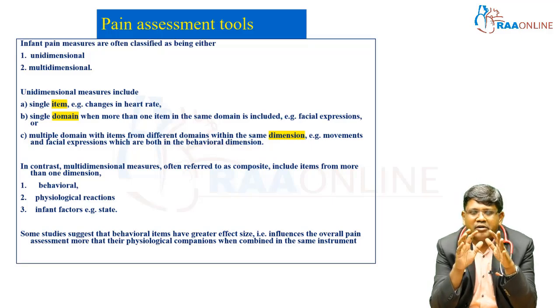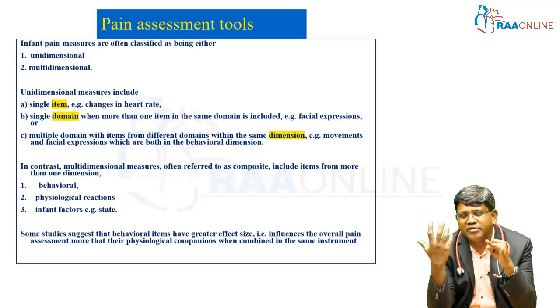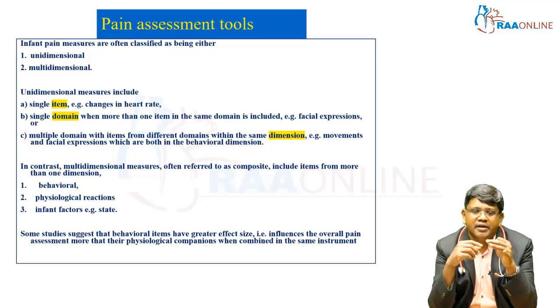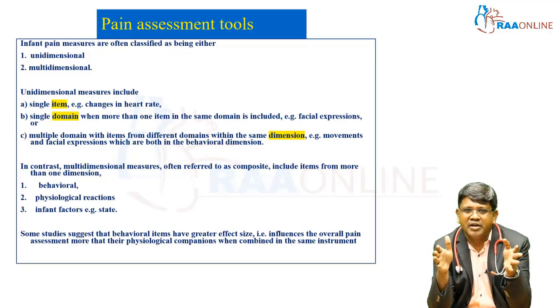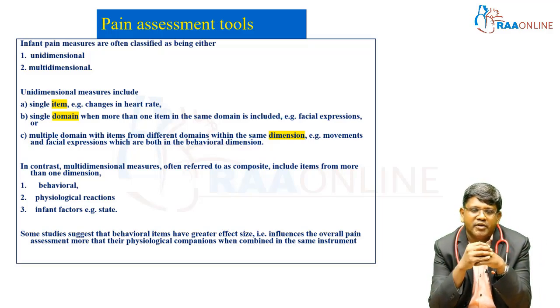So if you want to divide broadly, it is unidimensional and multidimensional. In the unidimensional, it can be a single item, that is heart rate alone; a single domain, that is facial expression alone, which can include different facial expression components; and a facial expression with general body movements, both considered a single dimension of behavior. It is called multiple domain.